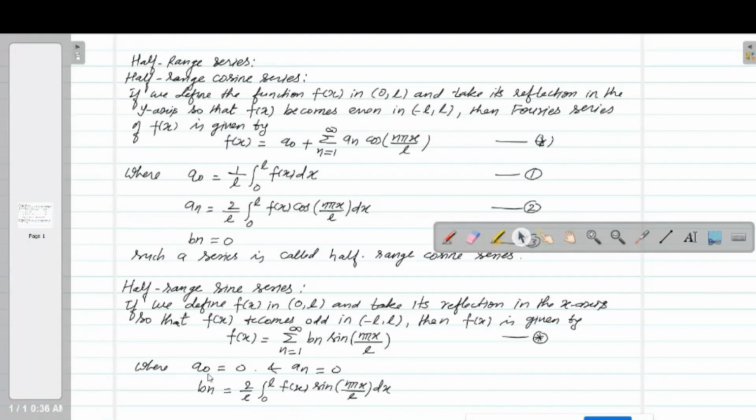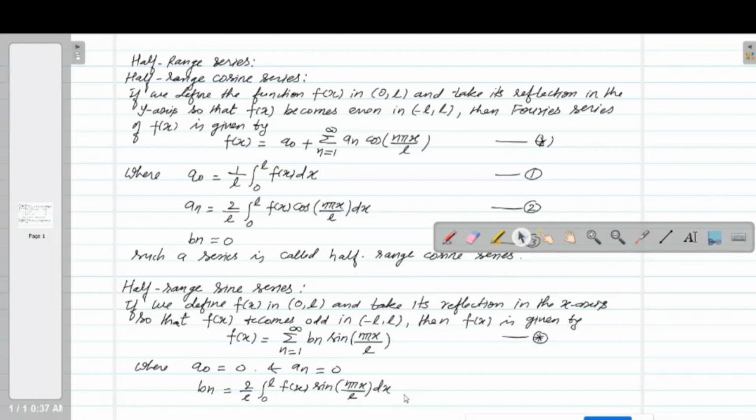Why is this so? Because here the Fourier coefficients a naught and an vanish, they are 0. That's why only the bn term will survive. Why does the bn term survive? Because here f of x is an odd function and sine is also an odd function. So the product of odd functions will be what?